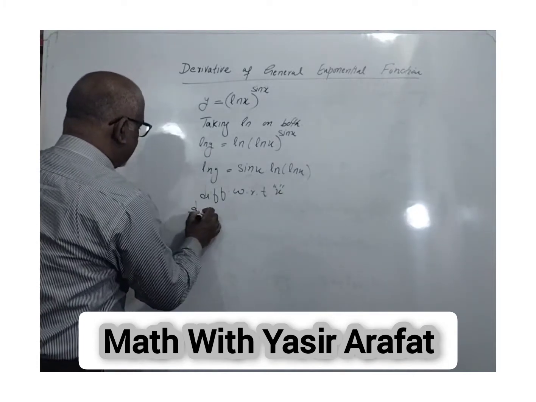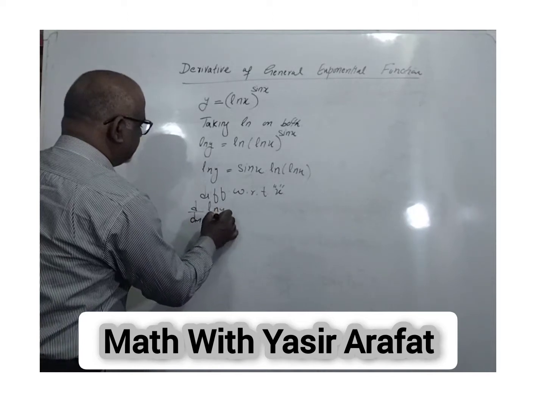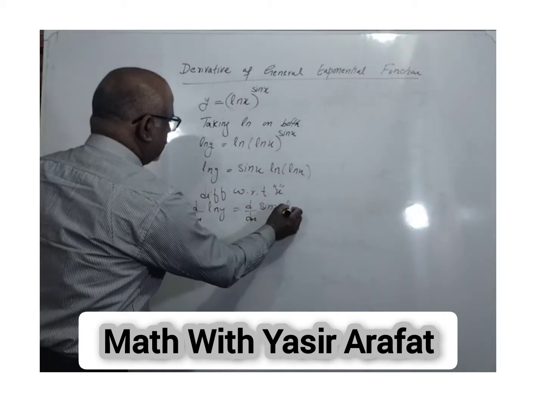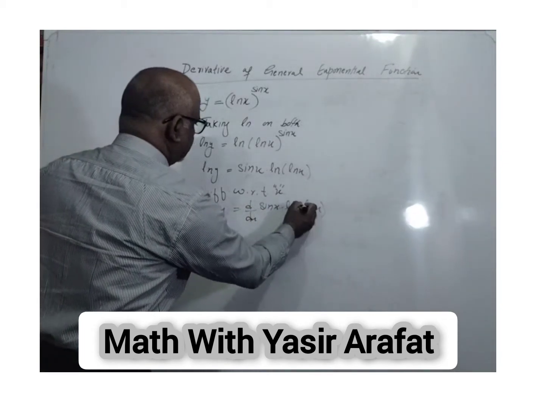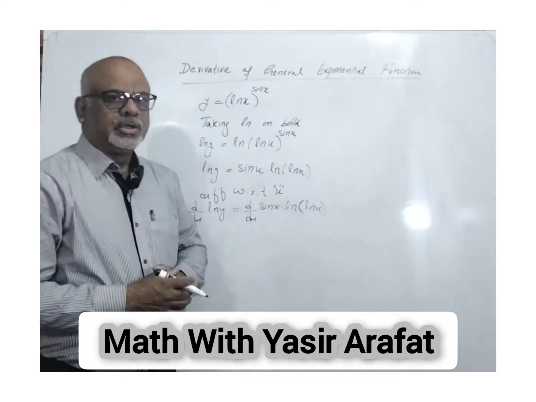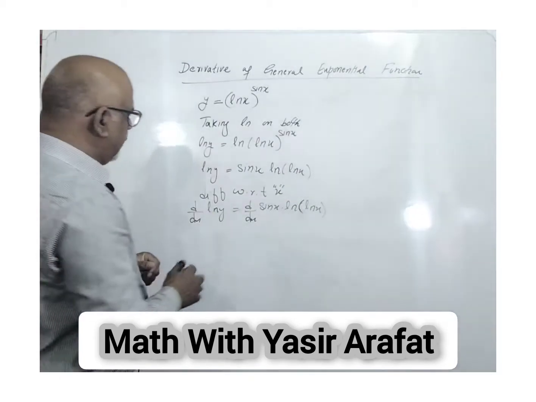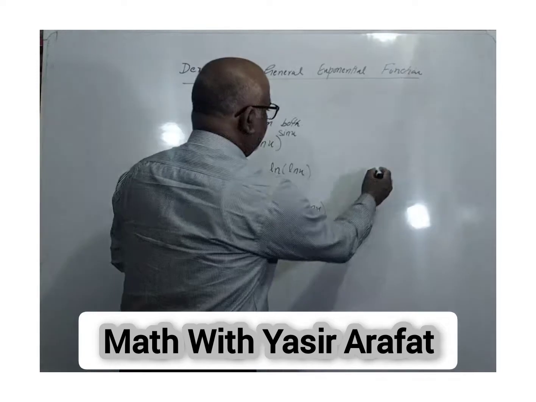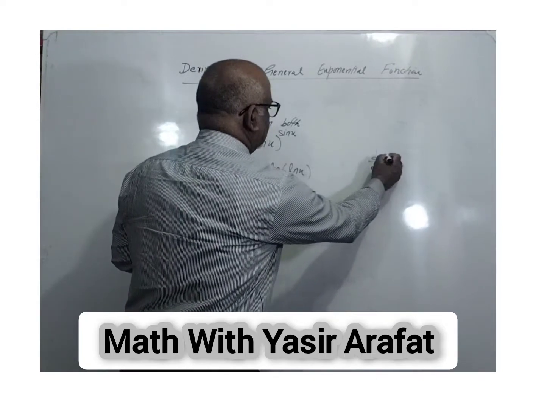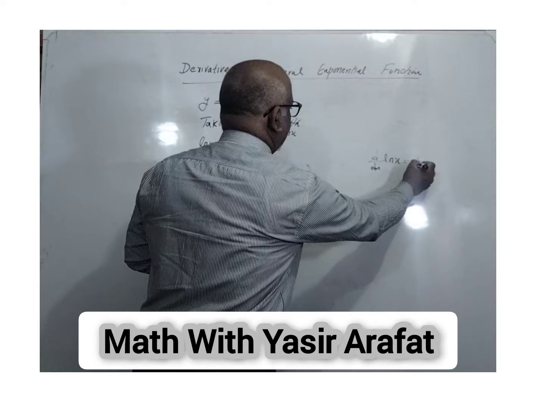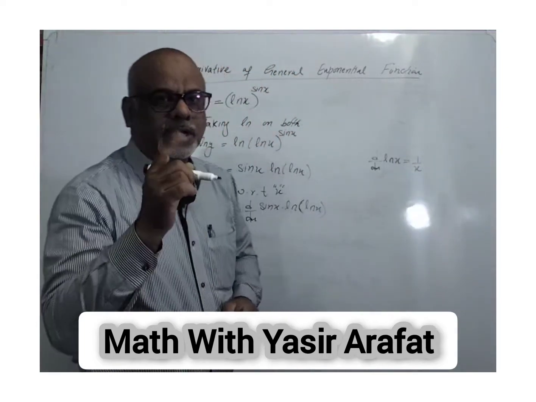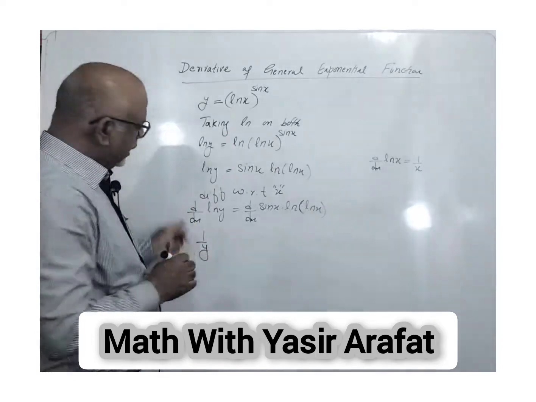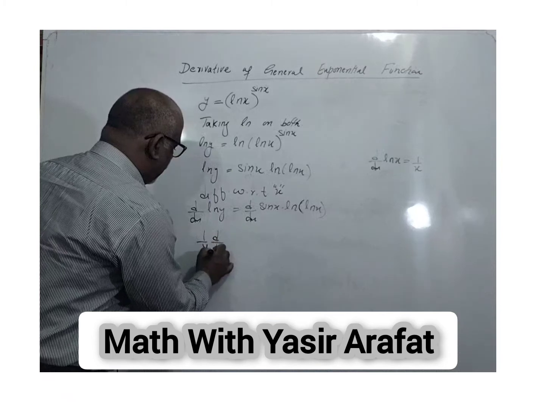So apply the operator d upon dx on both sides: sin x into ln of ln x. The derivative of ln y is 1 upon y, because the derivative of ln x, we have discussed this one. The derivative of ln x, we have a formula, is 1 upon x. So the derivative of ln y will be 1 upon y, and then we have to find the derivative of y.